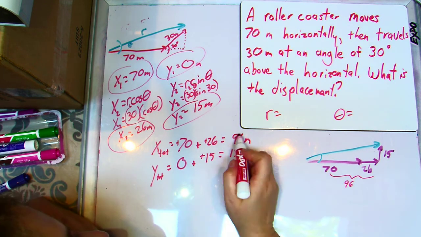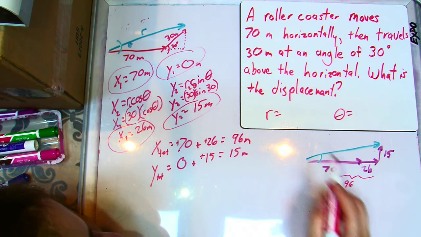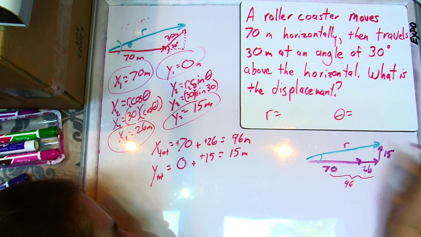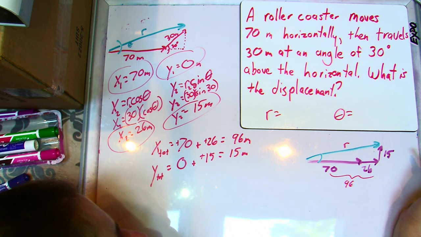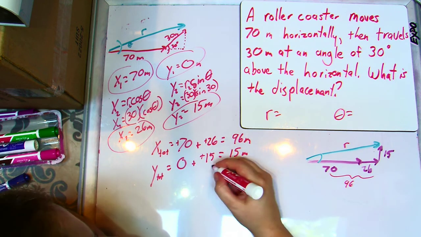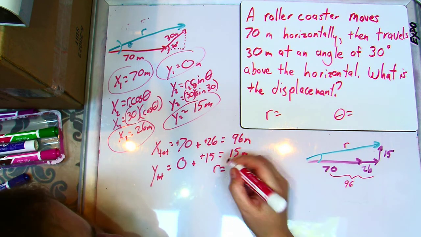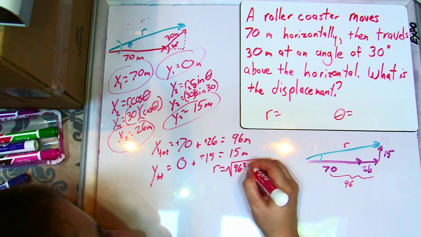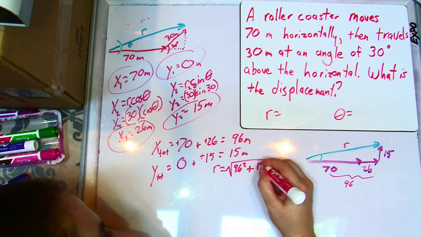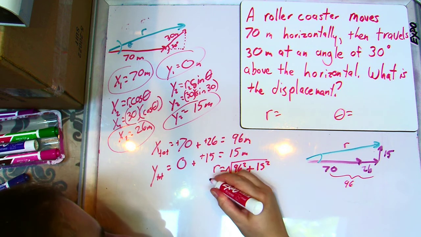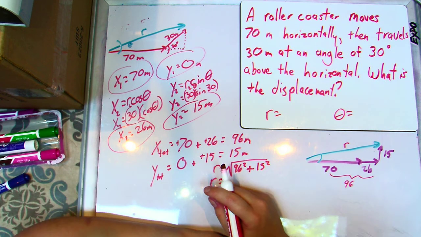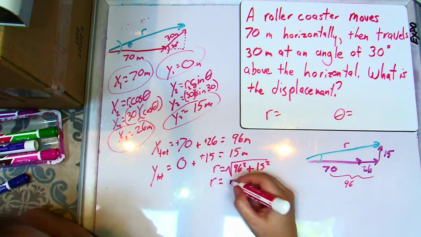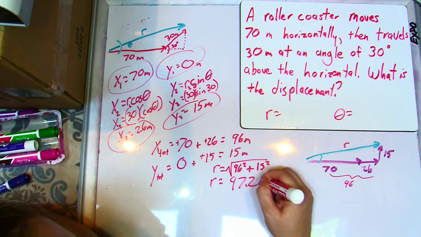Well, now we have one x value, one y value. That means we know this value and we know this value. We can now solve for the resultant using good old Pythagorean theorem. So we have r equals the square root of x squared, which is 96 squared, plus y squared, which is 15 squared, and we would get, let's see, what do we get? We get 97.2 meters.